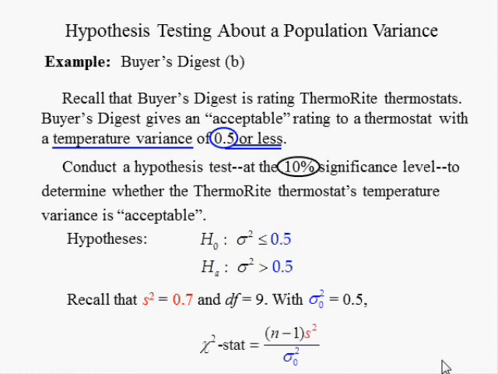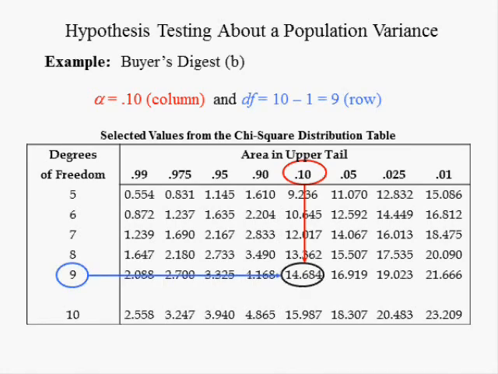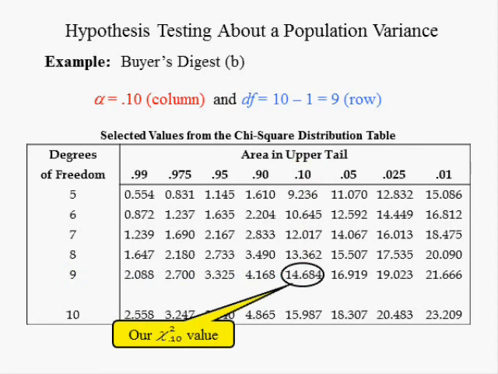the chi-square stat is found by substituting 9 for the degrees of freedom, 0.7 for the sample variance, and 0.5 for the hypothesized population variance, the industrial standard of 0.5. Hence, the chi-square stat is equal to 12.6. The critical value for this upper-tailed test is found in the chi-square distribution table. Since the significance level is 10%, the critical value is found in column 0.10 and in the row corresponding to degrees of freedom equal to 9. Hence, the chi-square critical value is 14.684.